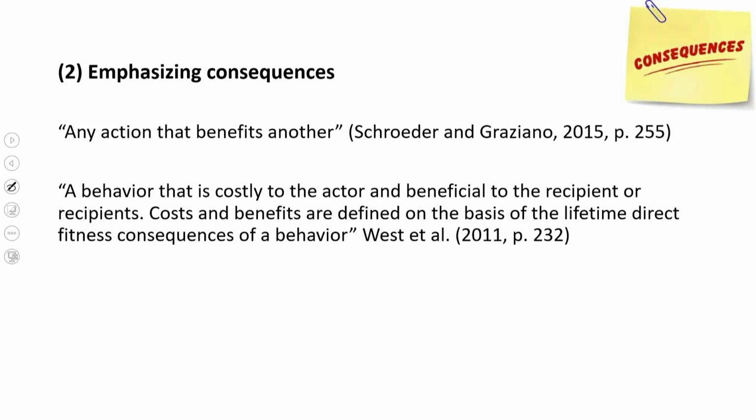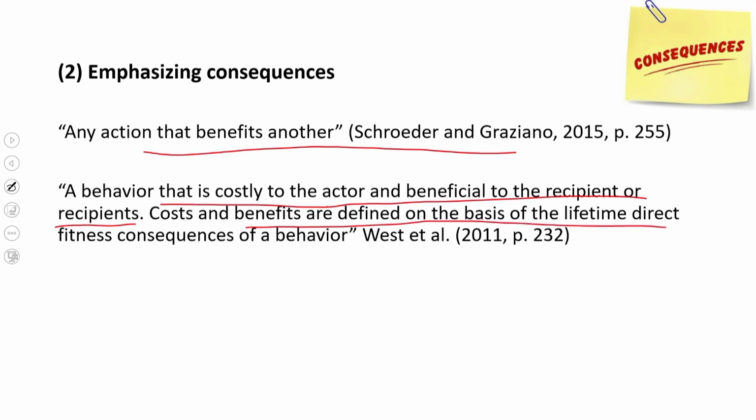Some definitions emphasize the consequences of the behavior also. For example, some of the definitions are listed here. One is any action that benefits another. If the consequence of your action is that it benefits someone else, then based on the consequence we can say it is prosocial behavior. Another definition is a behavior that is costly to the actor and beneficial to the recipient or recipients. Costs and benefits are defined on the basis of the lifetime direct fitness consequences of a behavior.